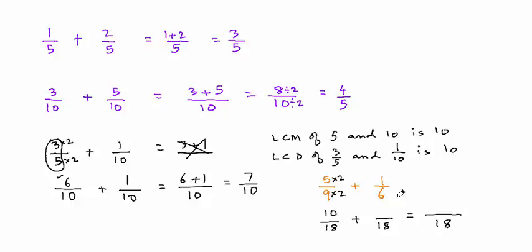And similarly, you want to multiply 6 with 3 to get an 18, and do the same with the 1 on the top. So that's 3/18. Now that they are on the same denominator, we could say, okay, this is equal to 10 plus 3, which is 13/18.